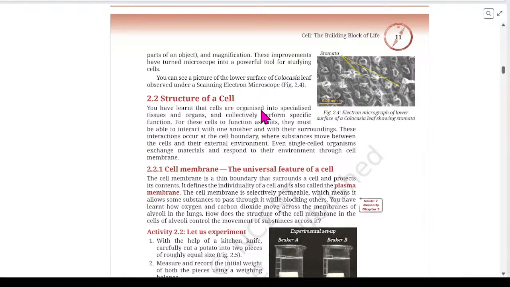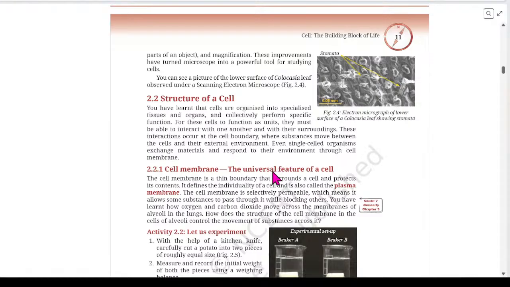We come to the next topic, structure of a cell. You have learned that cells are organized into specialized tissues and organs and collectively perform specific functions. For these cells to function as units, they must be able to interact with one another and with their surroundings. These interactions occur at the cell boundary, where substances move between the cells and their external environment. Even single-celled organisms exchange materials and respond to their environment through their cell membrane.